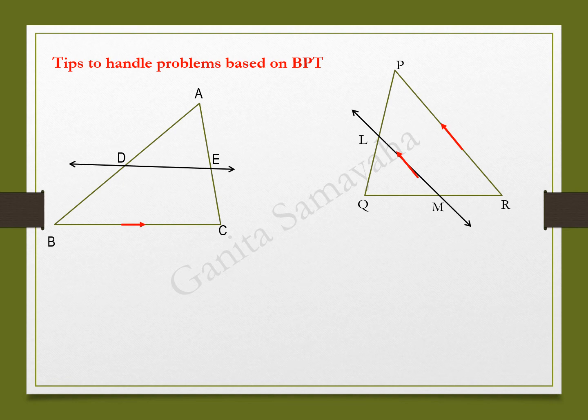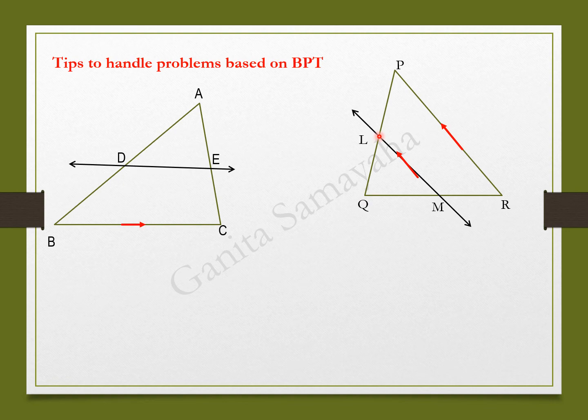See, now we have got LM parallel to PR. The orientation is different, not like this, isn't it? So in that case also, what do we do? We choose Q as the vertex, the side opposite to this parallel line we choose. Safe. You can choose anything else, but that is safe.